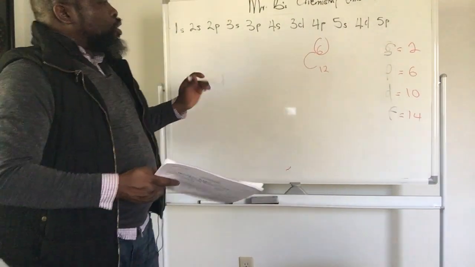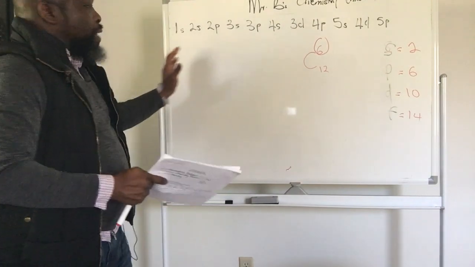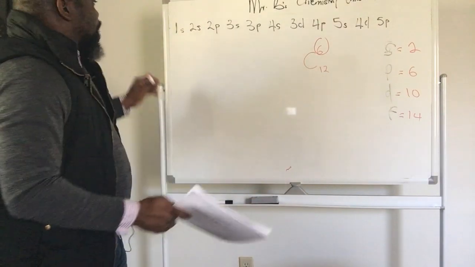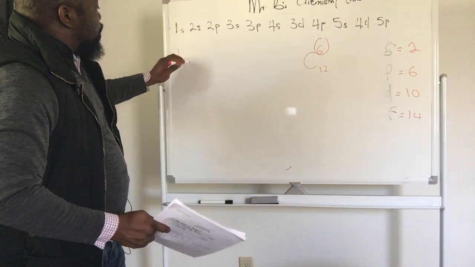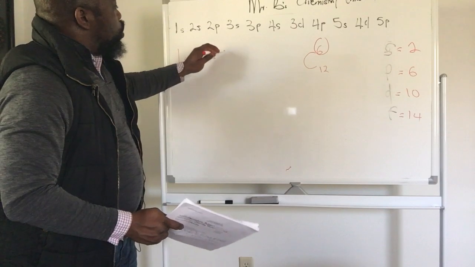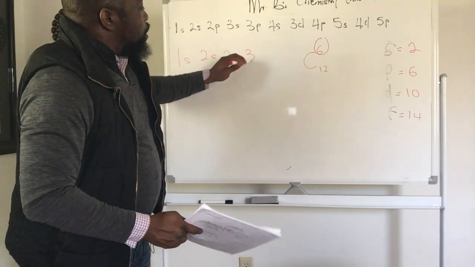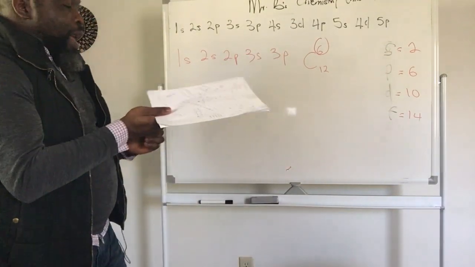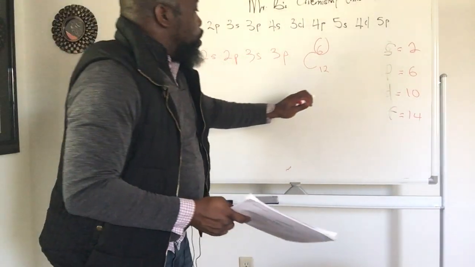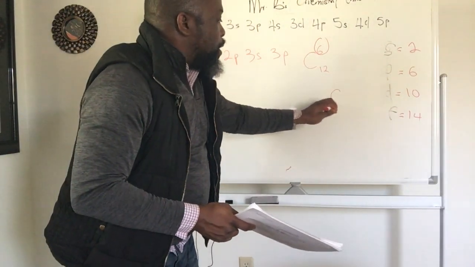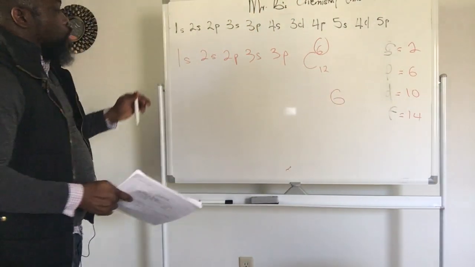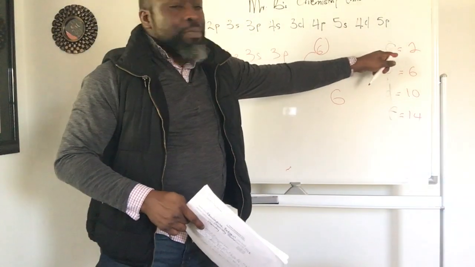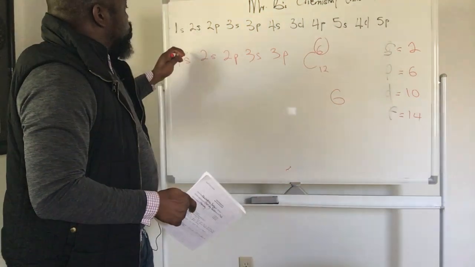Now let us write our orbitals out first. Whichever one we didn't use, we're going to cancel. Let's start with 1s, 2s, 2p, 3s, and 3p. Okay, now let's start. We put our 6 right here. Let's go to the first orbital. We see that it's 1s. We know that S can have a maximum of 2 electrons, so we'll put our 2 here.